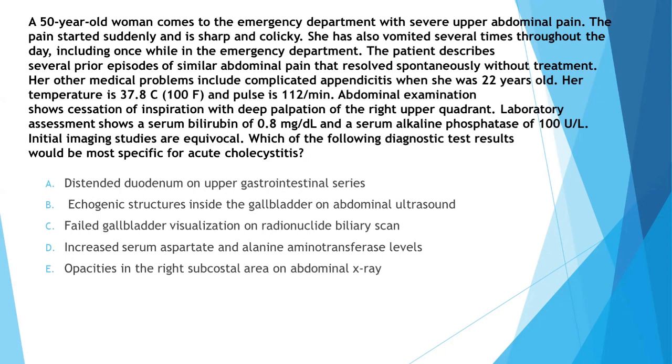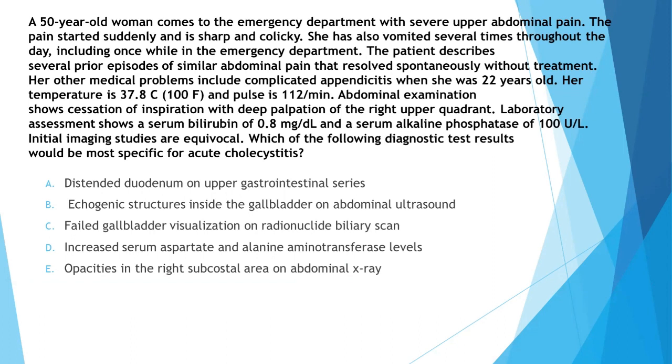Her temperature is 100 degrees Fahrenheit and pulse is 112 per minute. Abdominal examination shows cessation of inspiration with deep palpation of the right upper quadrant. Lab assessment shows a bilirubin level of 0.8 mg per deciliter and a serum alkaline phosphatase of 100 units per liter. Initial imaging studies are equivocal. Which of the following diagnostic tests will be most specific for acute cholecystitis?